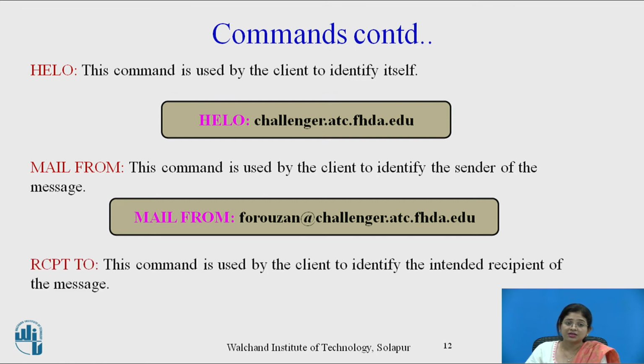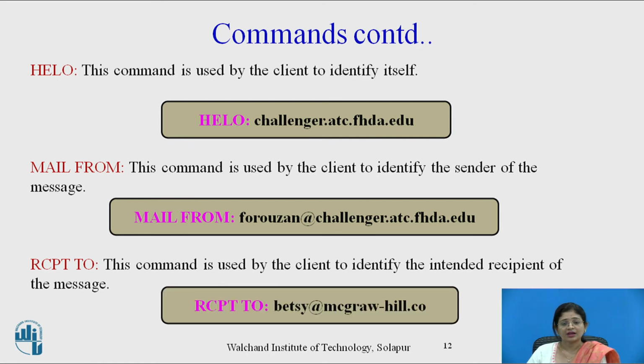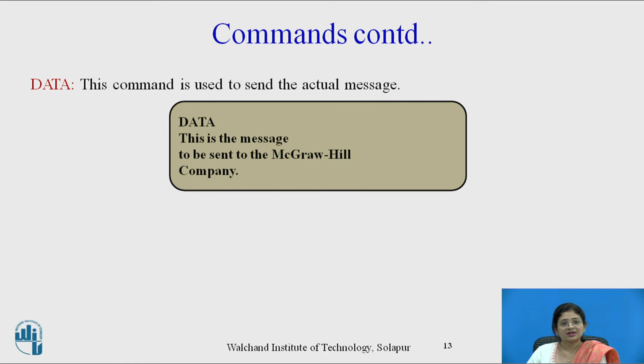The third command is the rcpt to command. This command is used by the client to identify the intended recipient of the message, and rcpt to is the keyword, and the argument is the recipient address. Next command is the data command. This is used to send the actual message, the body of the message, that is data.